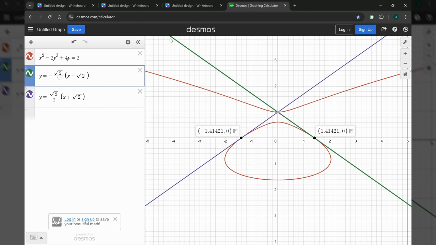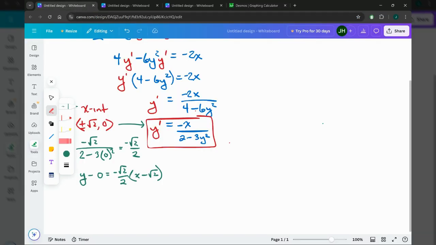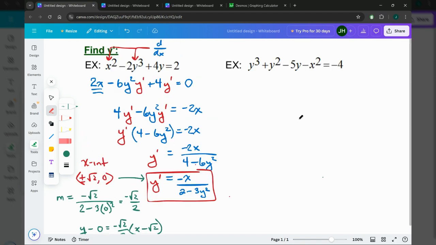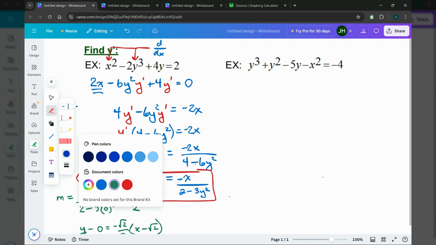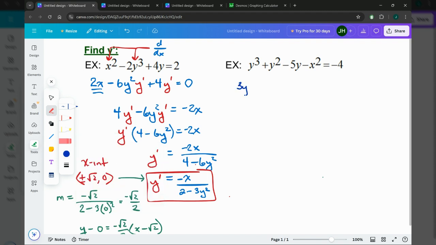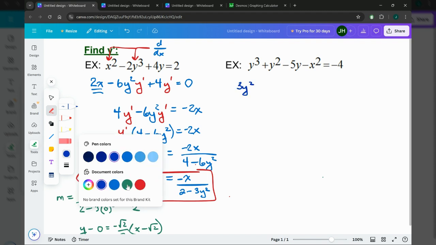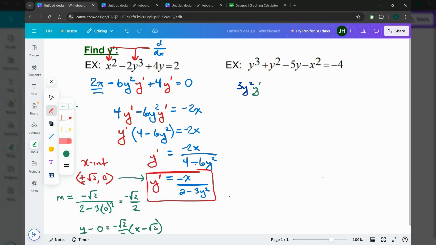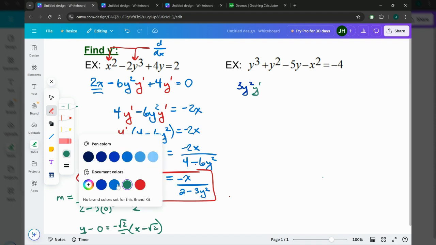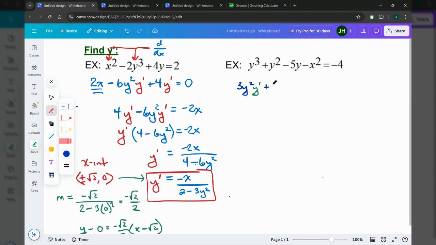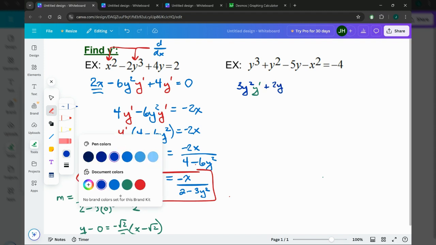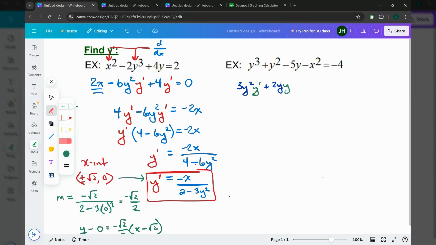implicit differentiation. Let's go back to this other screen here, and let's see if we can do this next problem and figure out what the expression for my derivative should be. What is the derivative of y cubed? Well, it's 3y squared, but you got to multiply by y prime. What's the derivative of y squared? It would be 2y, but what's the derivative of y? It would be y prime.